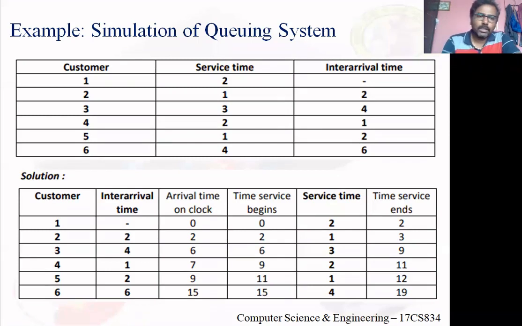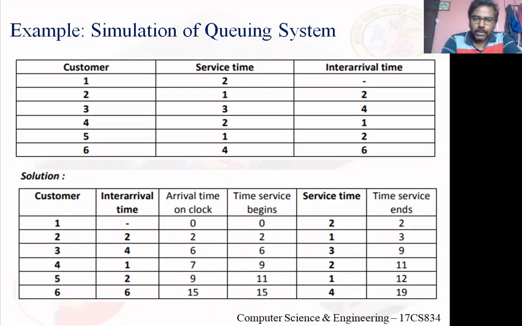Look at the second entry in inter-arrival time, that is 2. What does the 2 indicate here? 2 is the time gap between the first arrival and the second arrival. I assume the first arrival is at time 0, right? So the second arrival will occur at time 2. Clear?